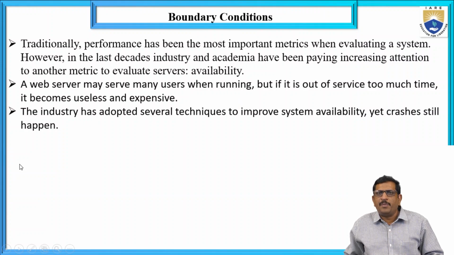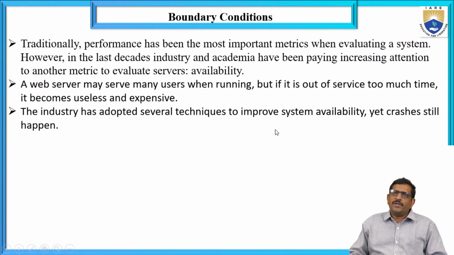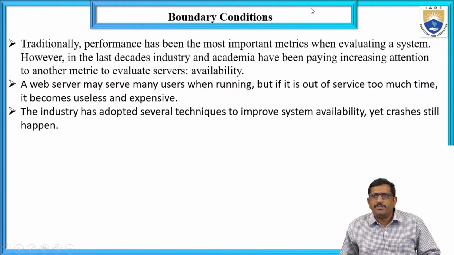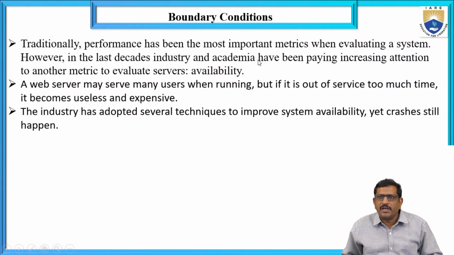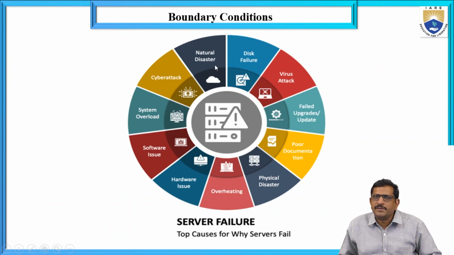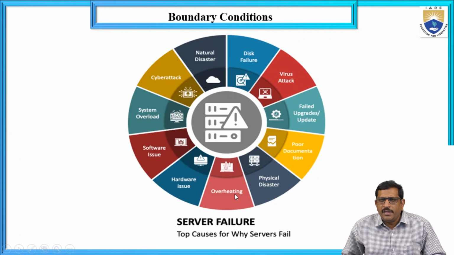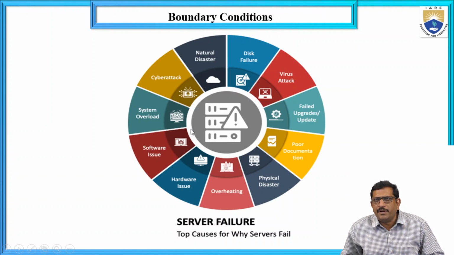Yet crashes still happen. If server crashes happen, industries and organizations should adopt several other techniques for improving the system's availability, performance and scalability. Here, the boundary conditions of server failure. Generally, in a server, several types of failures can happen.